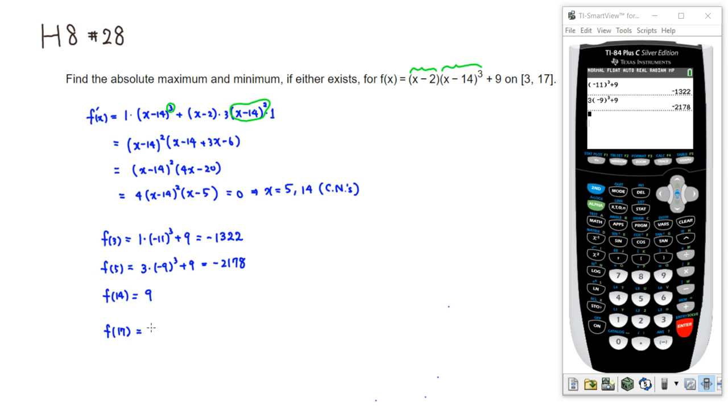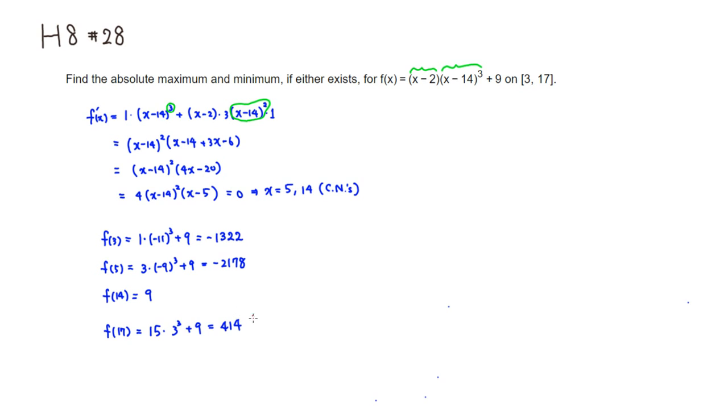How about 17? 17 minus 2 is 15, multiplied by 17 minus 14, which is 3 cubed, plus 9. So this is 15 times 3 cubed plus 9, and it's 414. Now we know which one is the largest. This is going to be the absolute maximum because it's the largest value, and the absolute minimum would be this guy.